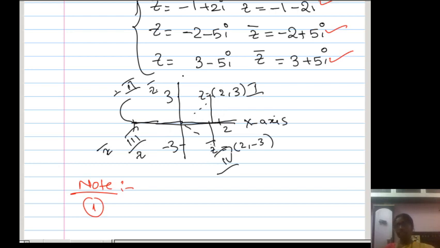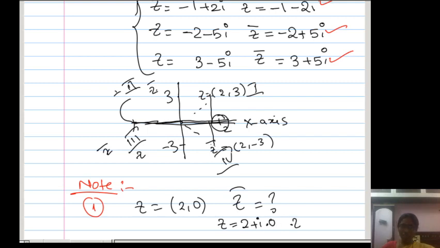Now my question is, suppose Z is equal to 2 comma 0. What is Z bar? Tell me the answer. Z is 2 comma 0, which means it lies where? On the x-axis. So 2 comma 0, Z is here. If Z is 2 comma 0, what is Z bar? Z bar lies where? Tell me now. If I write Z in the complex form, Z is equal to 2 plus I into 0. Z bar, how to write? 2 minus I into 0.